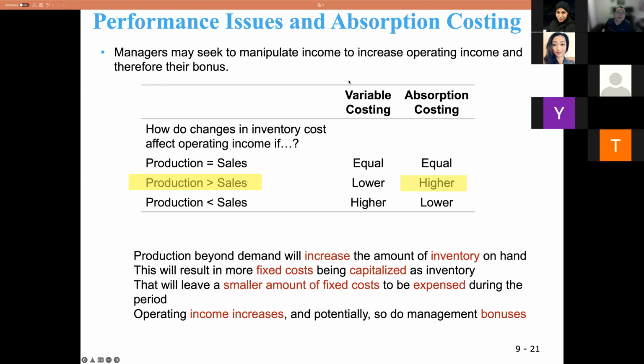Can I share with you how to get your bonus in the future? I'll teach you a trick. Yes, teach us a trick.